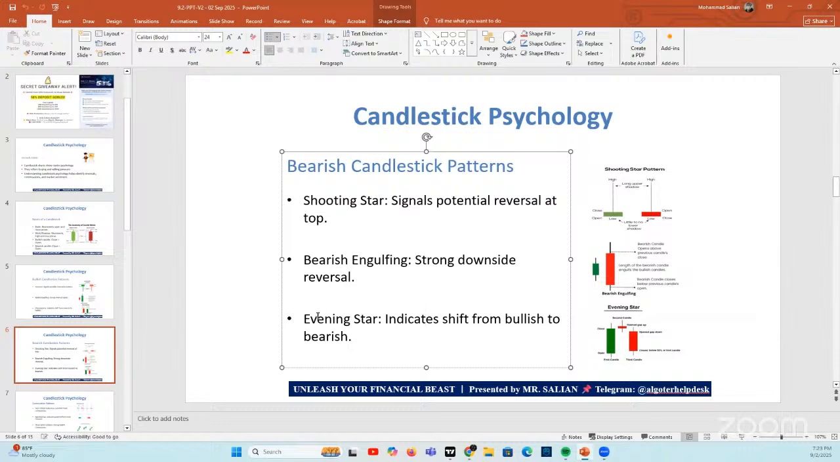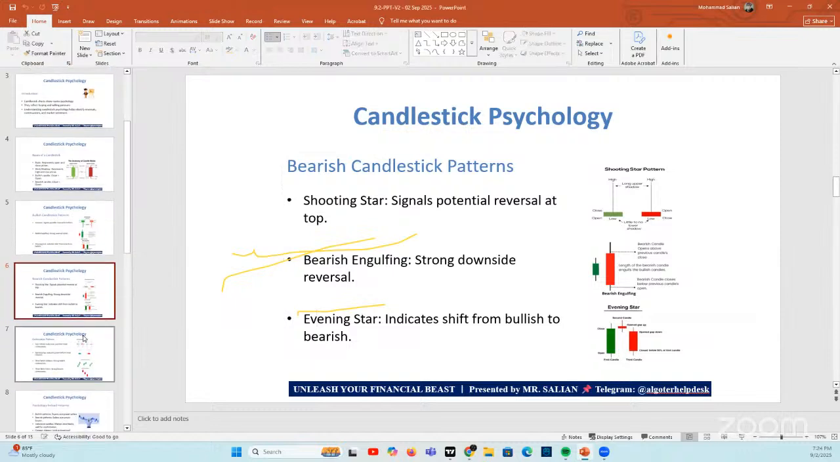And lastly, the evening star indicates a shift from bullish to bearish. So there's a green candle there and a small red candle forms after that, but suddenly there's a bearish candle also forming here. It's quite significant compared to the previous one, which gives us this evening star. All right, hope that's clear.